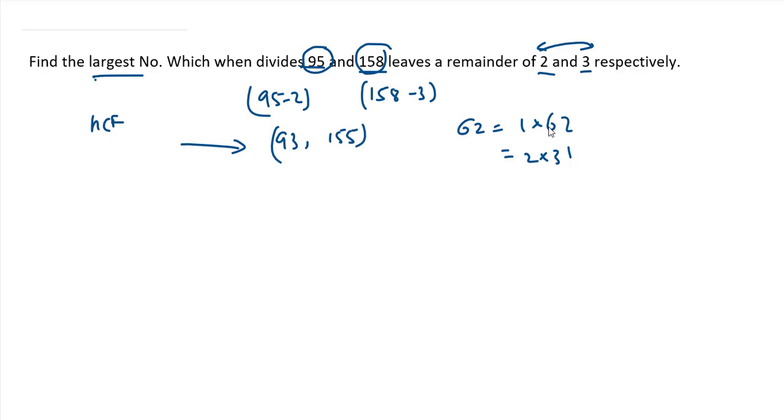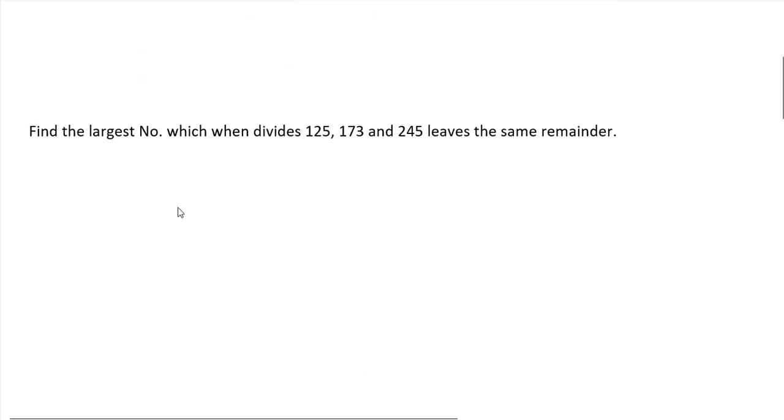We can start checking the divisibility of these two numbers by each of these factors. Clearly these are both odd numbers, hence 62 cannot be the HCF. Let's check with 31. 31 into 3 is 93, hence it is divisible. 31 into 5 is 155, hence this is also divisible. So the HCF of these two numbers is 31. So the answer to this question, the largest number which divides 95 and 158 such that they leave a remainder of 2 and 3 respectively, is 31. Let us take another problem.